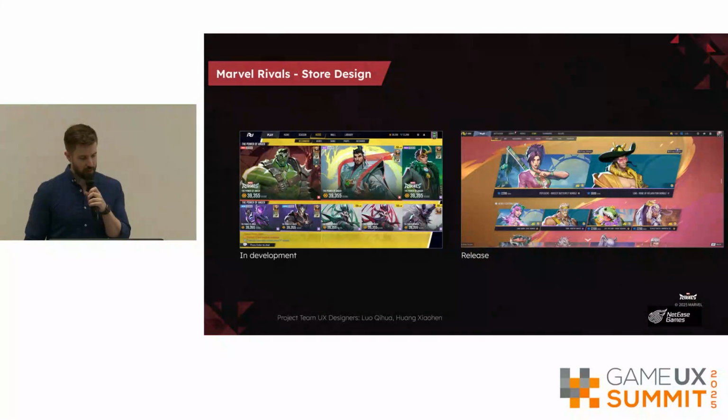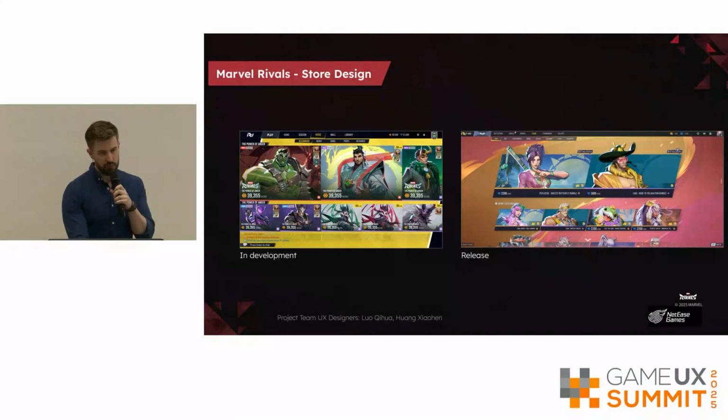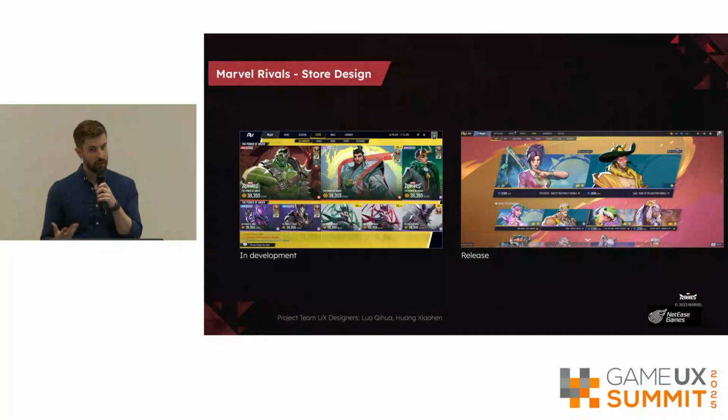When we put the designs side by side, we can really get a clearer sense that the feeling of urgency, trying to push players to spend, has dropped.